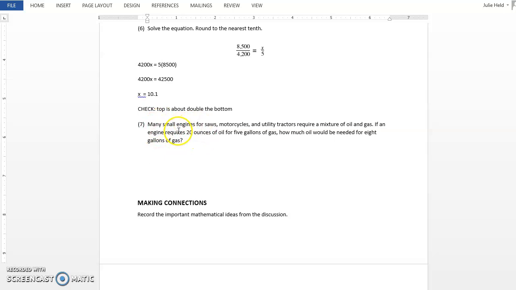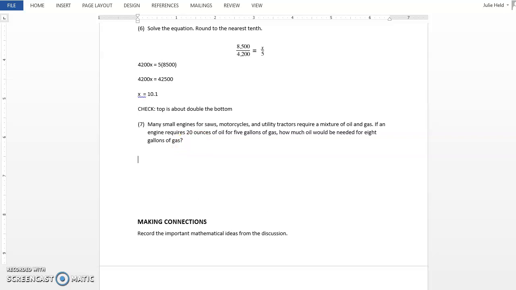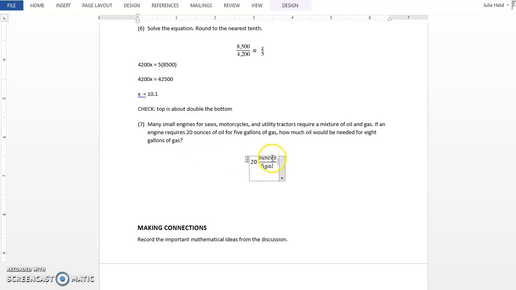It says, many small engines for saws, motorcycles, utility tractors, so even like my weed whacker uses a small engine mixture, and so you have to mix some oil in with the gas that you get. So if an engine requires 20 ounces, keep track, 20 ounces of oil for 5 gallons of gas. So if I did that per 5 gallons of gas, then, oops, let me fix my numbers. It's better.